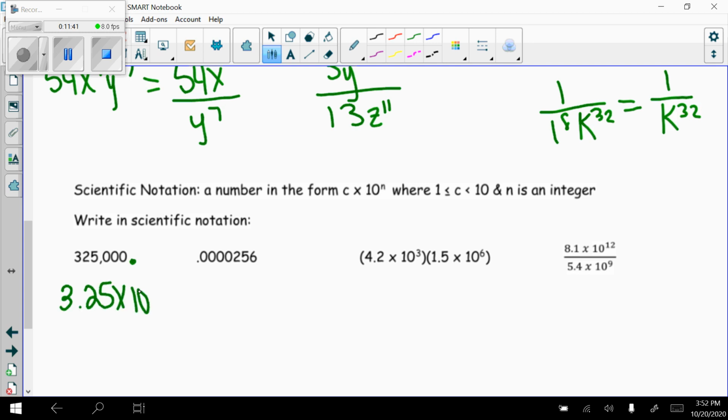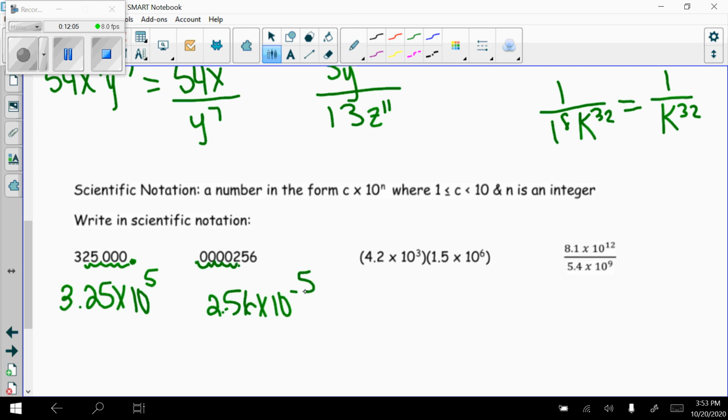If I'm starting at the right and I go to the left, then it's a positive number, right? So how many decimals did I go? 1, 2, 3, 4, 5. So 10 to the 5th. I'm starting at the left and I'm moving to the right. It's a negative exponent, so I know that I need to move between 2 and the 5. So 2.56 times 10 to the negative 1, 2, 3, 4, 5.